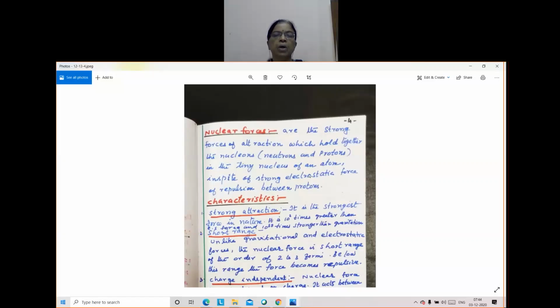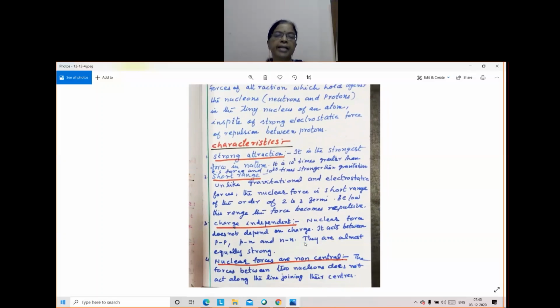So we would expect a repulsive force, electrostatic repulsion. But there is a force known as nuclear force, which is 100 times more than the electrostatic force of repulsion, acting to bind all the protons and neutrons together inside the nucleus. It is a force of attraction. Nuclear force of attraction is holding all the nucleons together inside the nucleus.